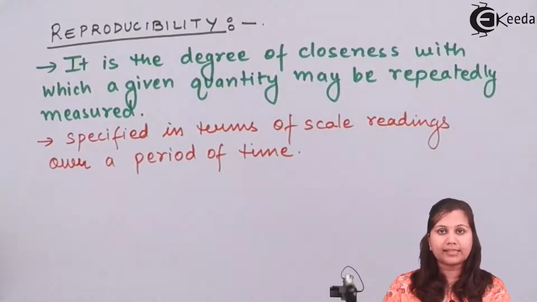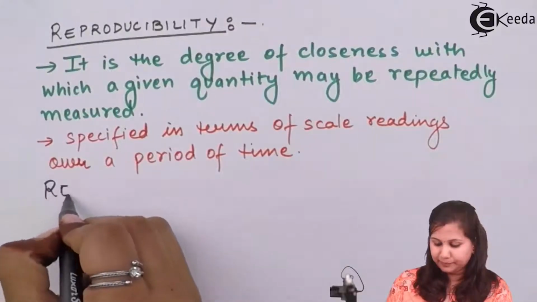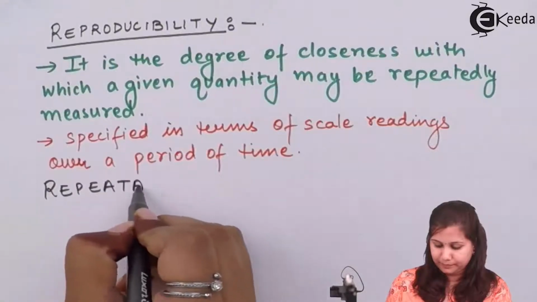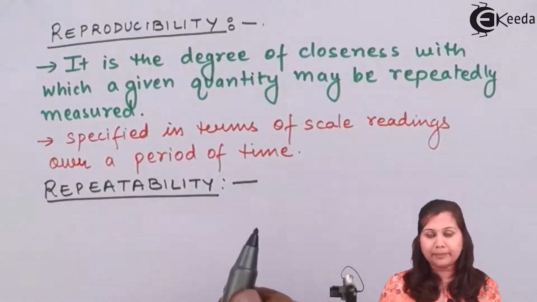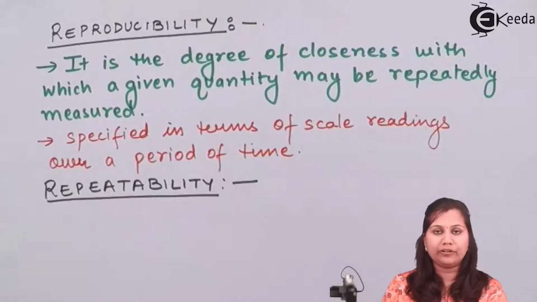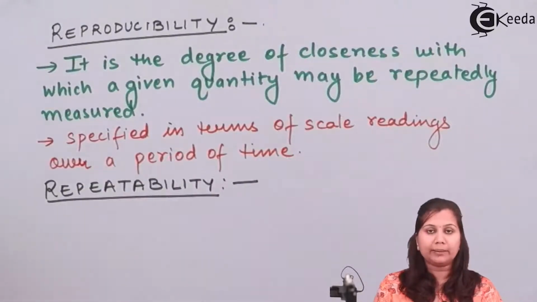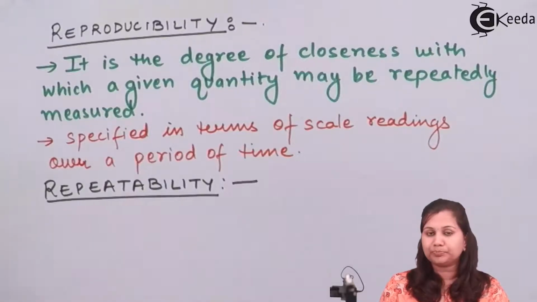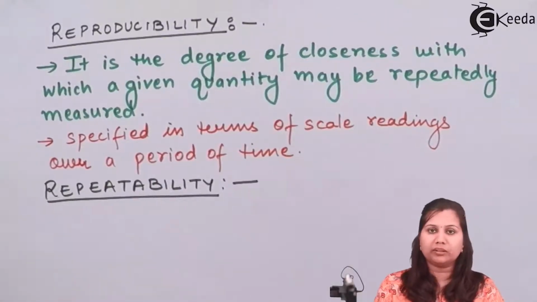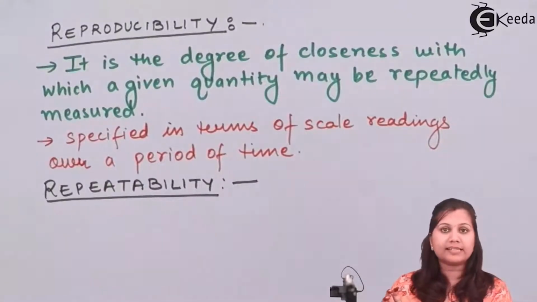Now the next static characteristic is repeatability. Repeatability is defined as the variation of the scale readings. If we use the same method every time and get different results, for example measuring temperature with a thermometer and getting a different value every time, then we can say the scale readings vary with each other, or are random in nature.